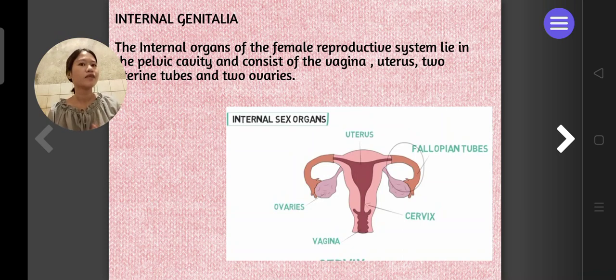And let's talk about internal genitalia. So kung yung external genitalia, ito yung may mga parts ng clitoris, labia majora, labia minora, Bartholin's glands. Ang internal genitalia naman, ito yung reproductive system lies in the pelvic cavity and consists of the vagina, 2 uterine tubes and 2 ovaries. So, internal sex organs, so nandyan yung uterus, fallopian tubes, cervix, ovaries, and vagina.